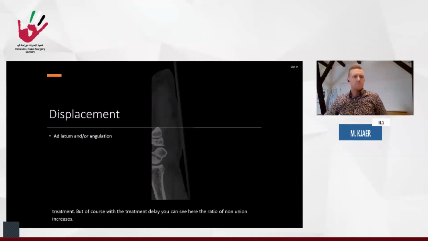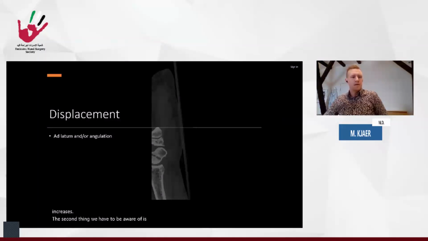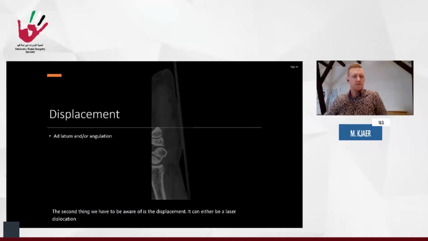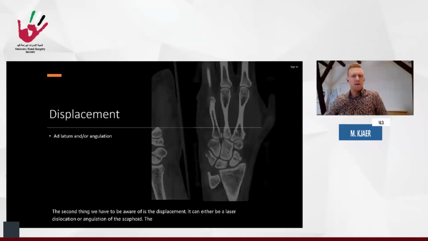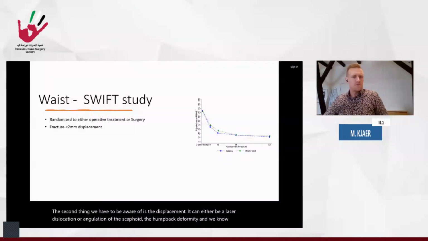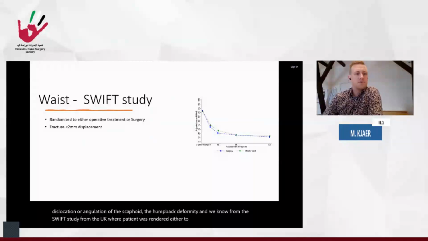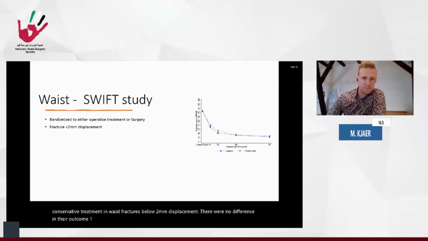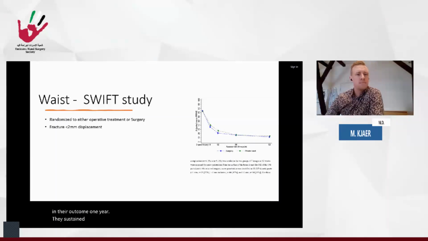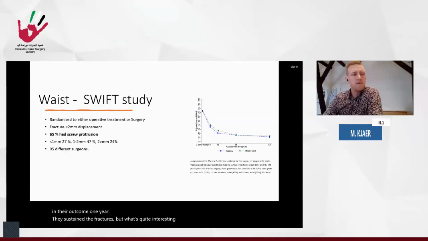The second thing we have to be aware of is the displacement. It can either be a lunatum dislocation or angulation of the scaphoid, the humpback deformity. And we know from the SWIFT study from the UK, where patients were randomized either to operative treatment or conservative treatment in waist fractures below 2 millimeter displacement, there was no difference in their outcome 1 year after they sustained the fractures. But what's quite interesting is that 65% of the patients who had surgery had screw protrusion.